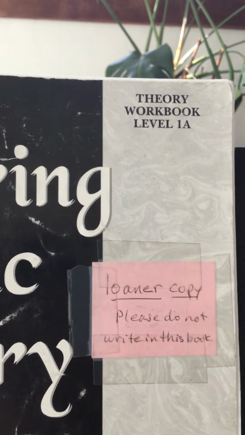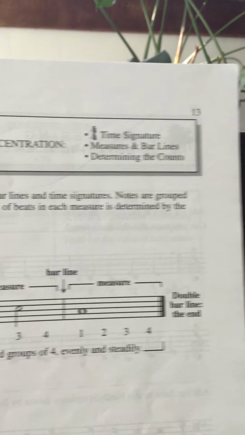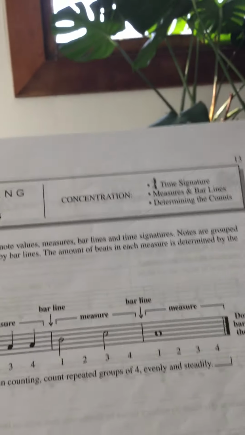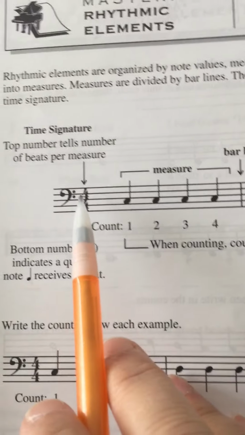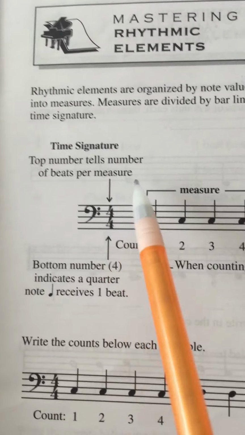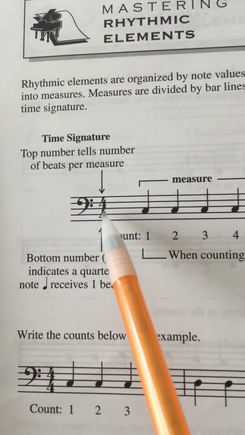Hey, and we're back working on Theory Workbook Level 1A. This is pages 13 to 16. Starting on page 13, a lot of this is about counting, counting four times specifically, right? So the example at the top talks about rhythmic elements, especially this 4/4.